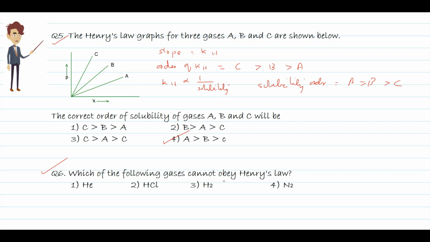Coming to 6. Which of the following gases cannot obey Henry's law? We know the fact that Henry's law is not obeyed by those gases which react with water. That means when a gas dissolves in water, if it reacts with the water, it does not obey Henry's law. Such a gas you can find in the options as HCl. HCl is the gas which will dissolve in water with a reaction to give hydrochloric acid. So the answer is HCl.